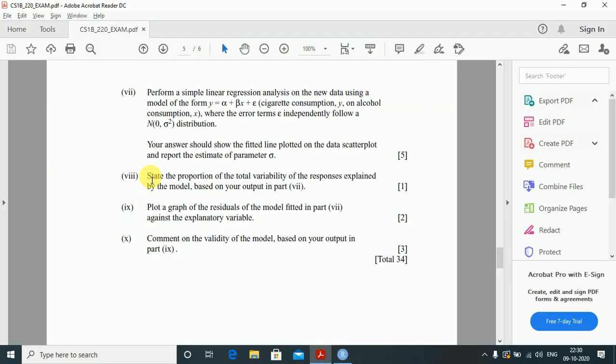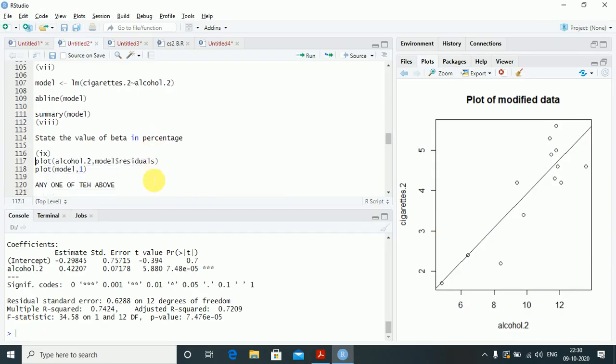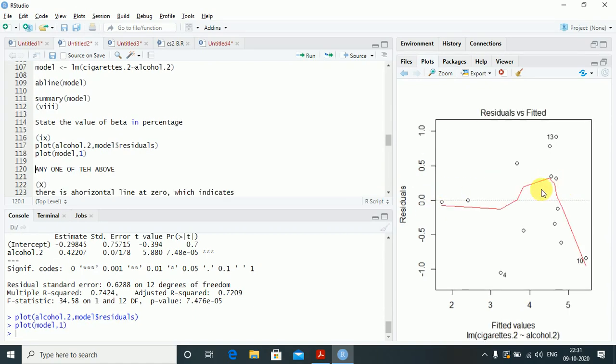Plot a graph of the residuals of the model fitted in part 7 against the explanatory variable. So again, the explanatory variable is the variable on the x-axis. So here you can do plot of alcohol.2 comma residuals, but this will not show you a line. If you do plot of model comma 1, you see there's a line at 0, and this is again fitted values and residuals. So you can do this as well. This is nothing but the explanatory variable. If you see cigarettes.2, this also works. Any one of the above will do.